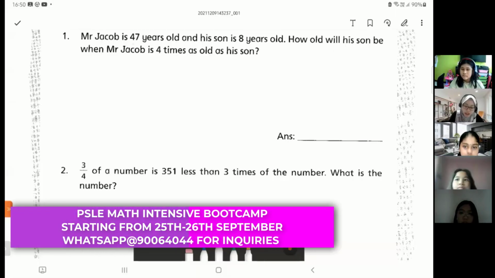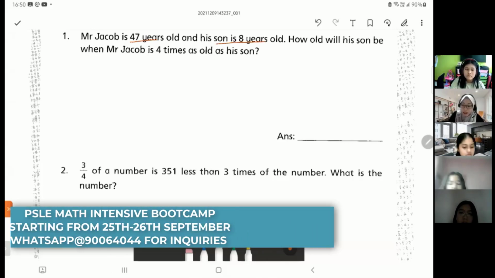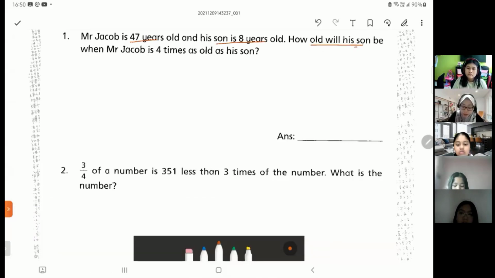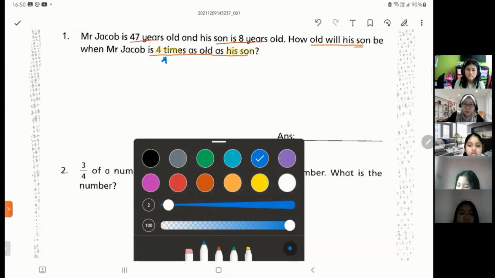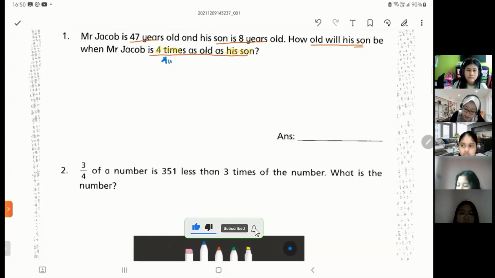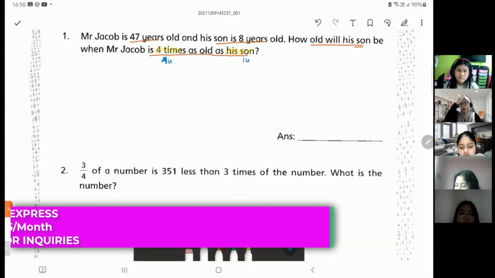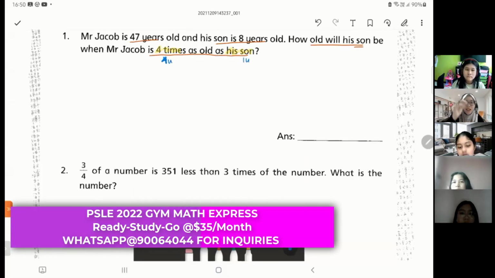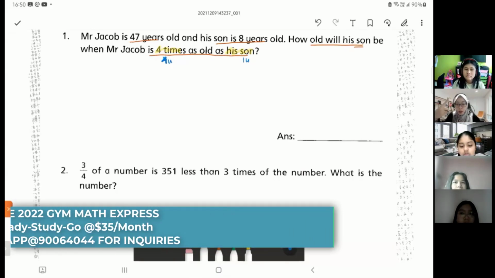Mr. Jacob is 47 years old and his son is 8 years old. How old will his son be when Mr. Jacob is 4 times as old as his son? We have this information which we can use the model units to represent. So when I say Mr. Jacob is 4 times, it means 4 units, as old as the son, who is 1 unit. Whatever you're comparing to, 4 times as old as, the next item is always 1 unit.